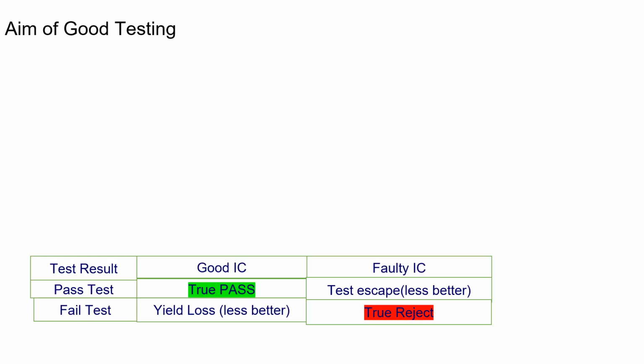Okay, this is another important slide. We spoke about two slides before. What is a good IC and faulty IC? We spoke about good human and bad human. Can you tell who is good, who is bad?